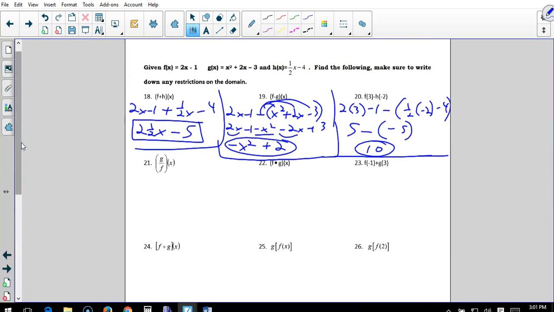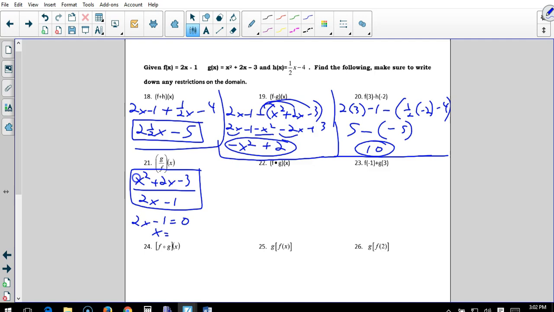So g over f. Here, all we're doing quite simply is just writing x squared plus 2x minus 3 over 2x minus 1. And then we have to go one step further. So that's the first part of our answer. Next part of our answer is 2x minus 1 equals 0. X equals 1/2. So we add on to our answer and say that x cannot equal 1/2. That's a two-part answer.